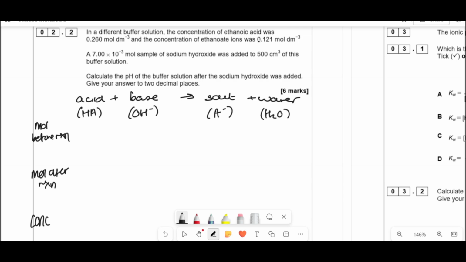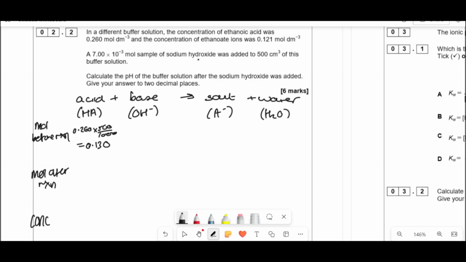So in a different buffer solution, the concentration of ethanoic acid was this, right? And they've added it to this sample here. So before our reaction, when everything's first mixed together, you're going to have how many moles of acid? We're going to have 0.260 times 500 over 1,000. If we do that, we get 0.130 moles of acid. Cool.